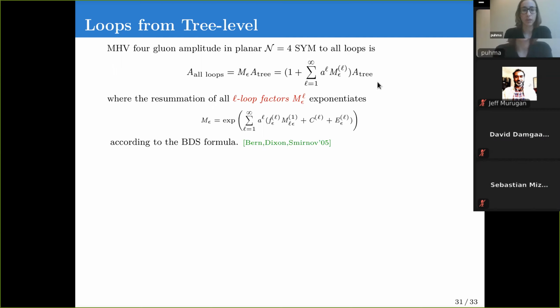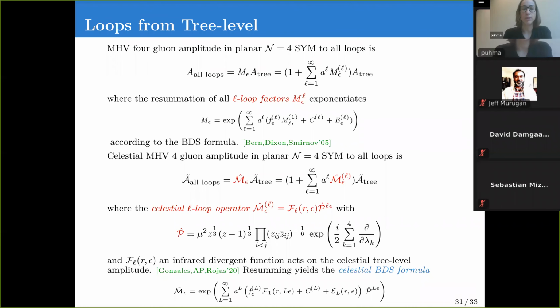Now, if you try to Mellinize this and get celestial amplitudes for gluon processes in planar N=4 super Yang-Mills, what you will find is that the all-loop celestial amplitude can be expressed as an operator acting on the tree-level amplitude.